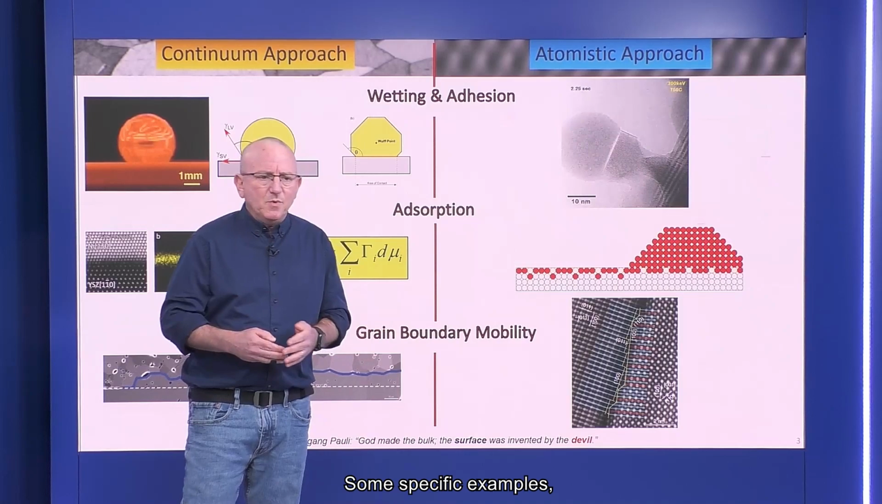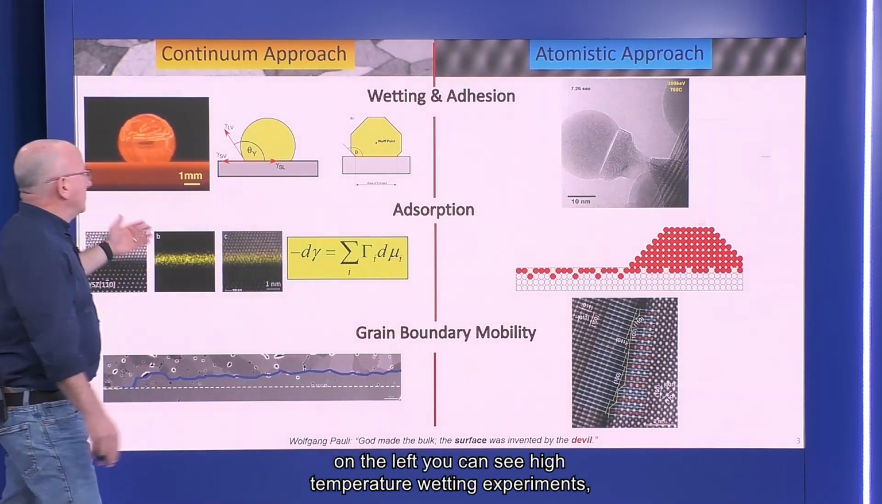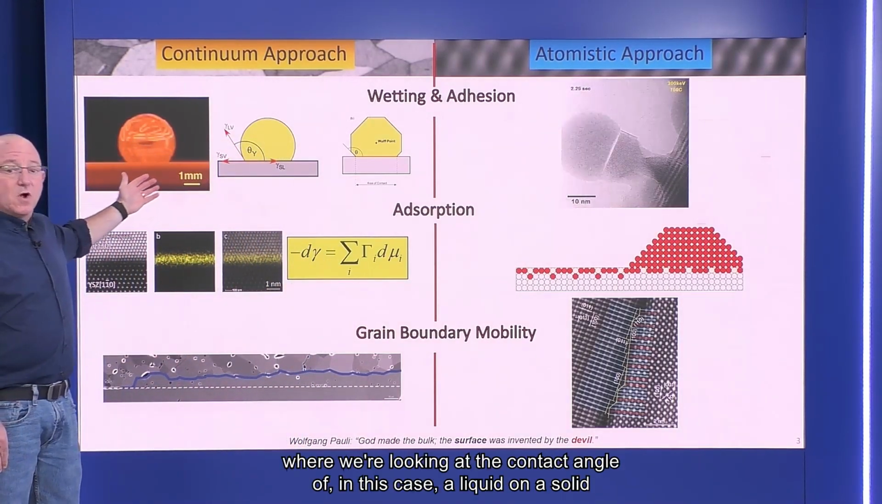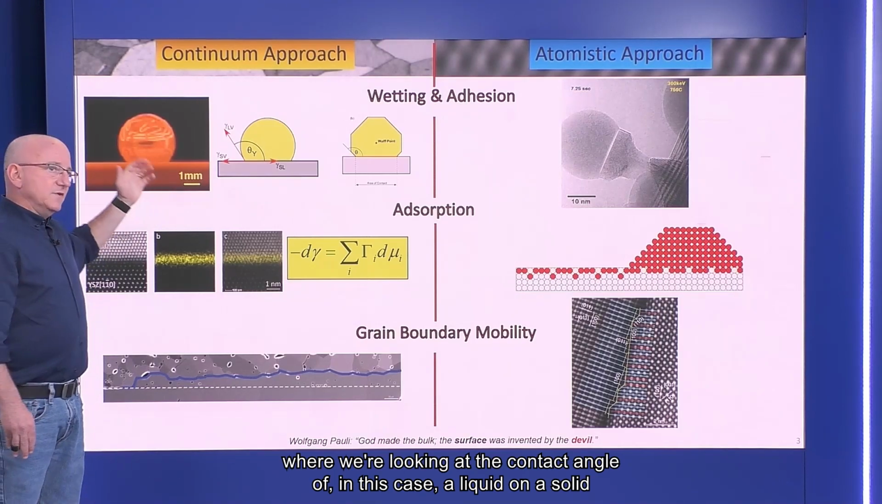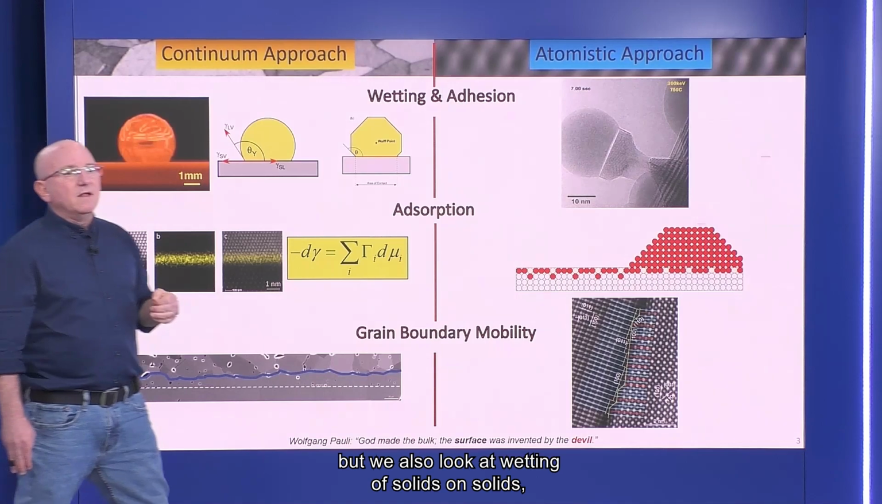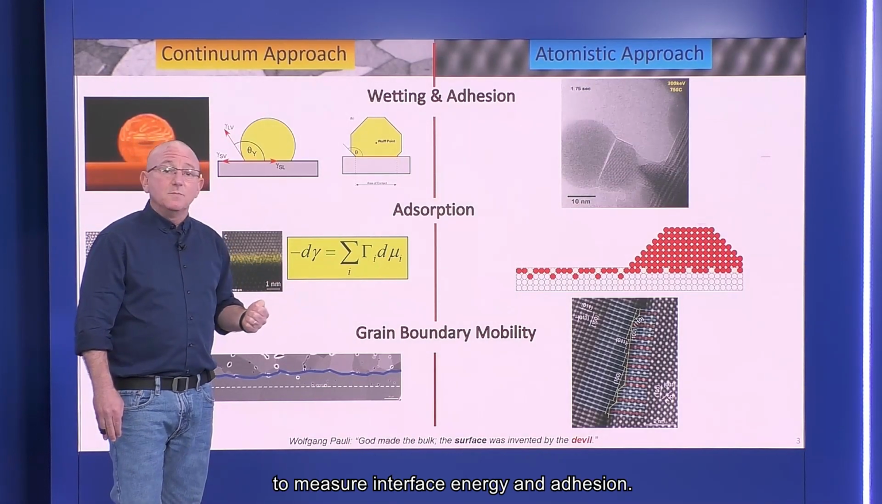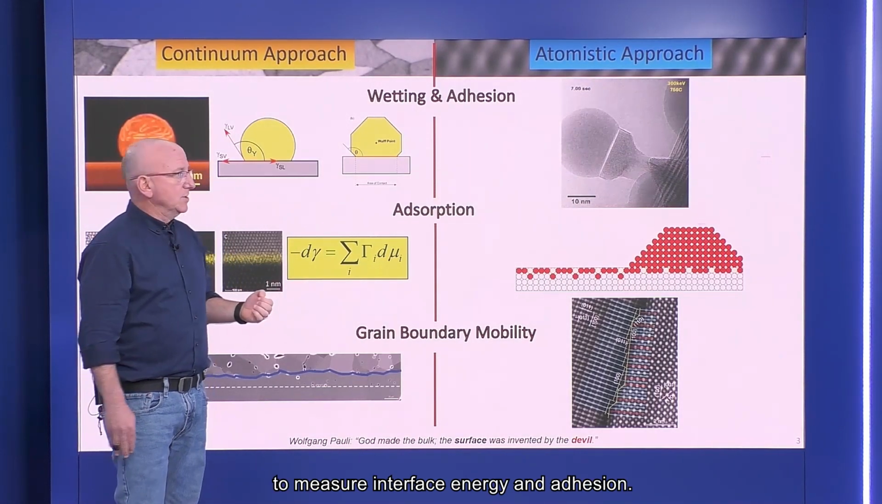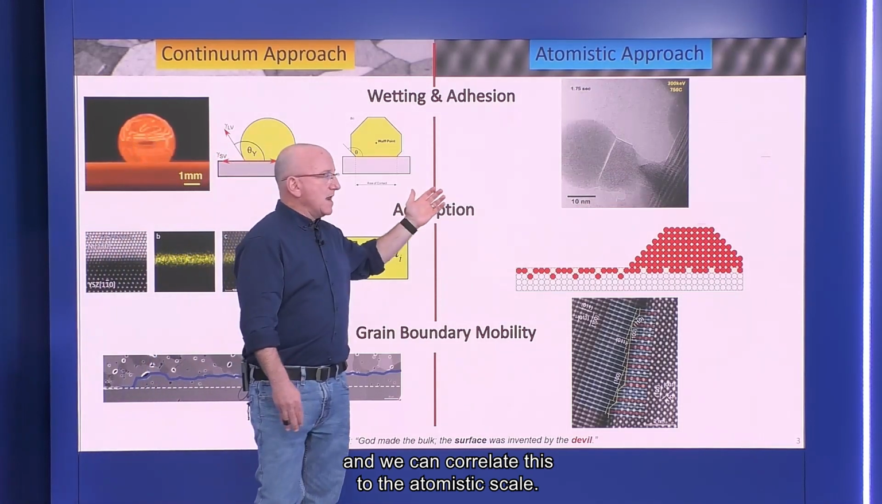Some specific examples. On the left, you can see high temperature wetting experiments where we're looking at the contact angle of, in this case, a liquid on a solid at high temperature. But we also look at wetting of solids on solids to measure interface energy and adhesion. And we can correlate this to the atomistic scale.